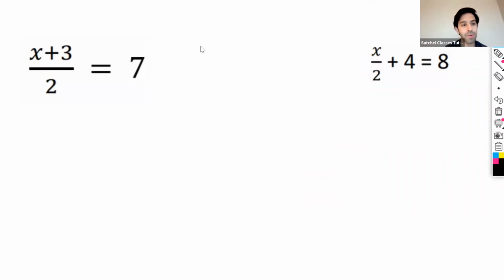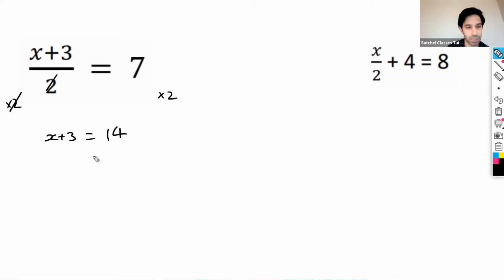So this time we have (x + 3) divided by 2. What that means is that both terms, both x and 3, are being divided by 2. So this time, rather than getting rid of this addition of 3 first, we have to get rid of this denominator. To get rid of division by 2, we have to multiply both sides by 2. So what we get is x plus 3, because the 2's cancel out, is equal to 14.